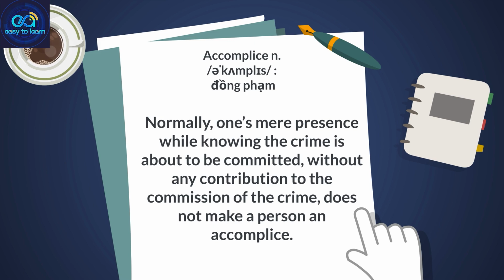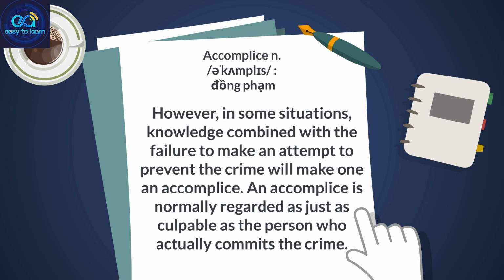Normally, one's mere presence while knowing the crime is about to be committed, without any contribution to the commission of the crime, does not make a person an accomplice. However, in some situations, knowledge combined with the failure to make an attempt to prevent the crime will make one an accomplice. An accomplice is normally regarded as just as culpable as the person who actually commits the crime.